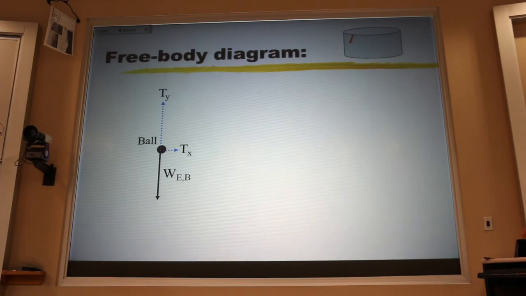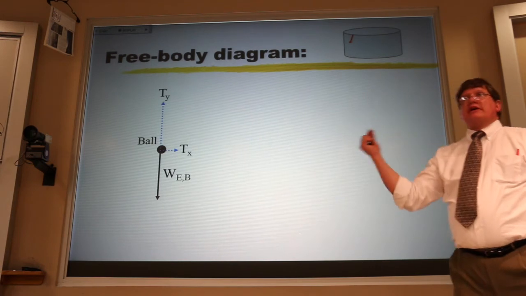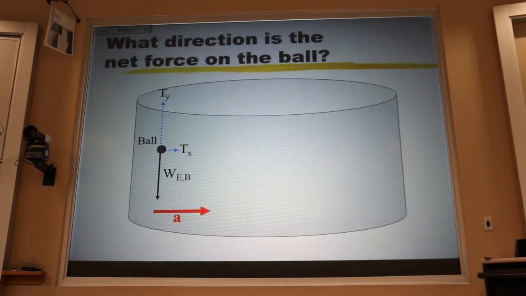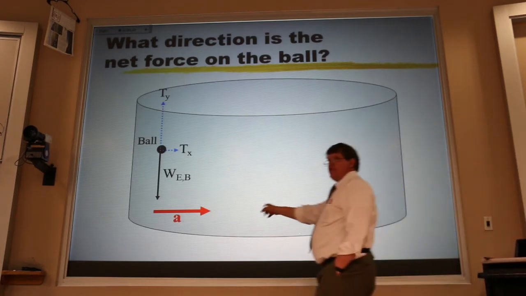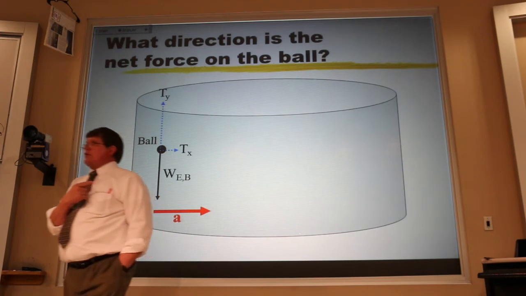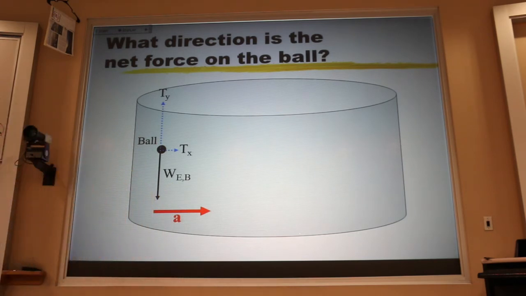I hope you said it was because the ball was going in a circle. And anything going in a circle has acceleration towards the center of the circle. If the acceleration is towards the center of the circle, by Newton's second law, the net or total force has to be towards the center of the circle.